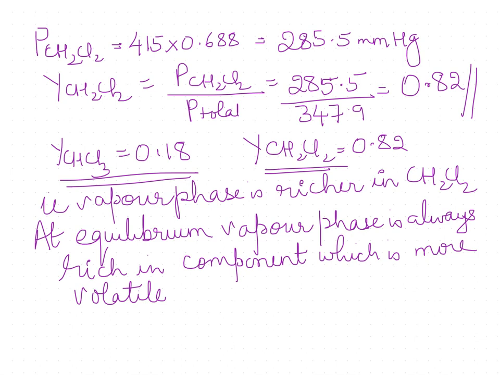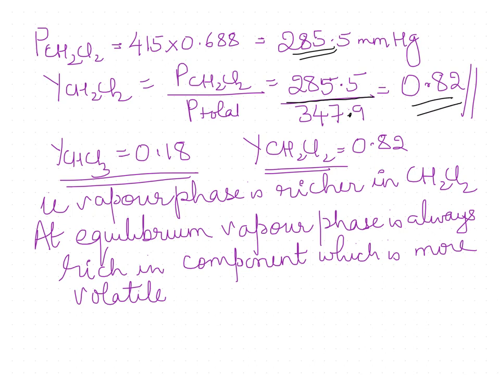That is equal to once again P0A into XA, or P0B into XB. So that is 415 into 0.688. So we are getting it as 285.5 mmHg. Now YCH2Cl2 is equal to PCH2Cl2 divided by P total. So what did we get PCH2Cl2 as? 285.5 divided by 347.9, that is equal to 0.82.